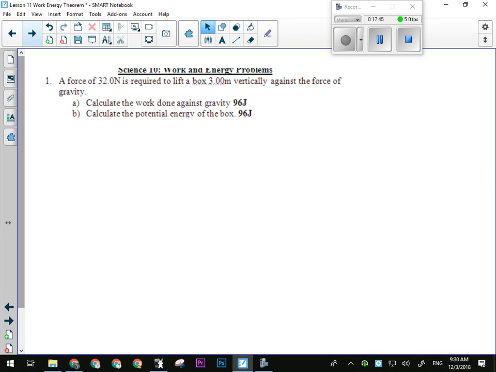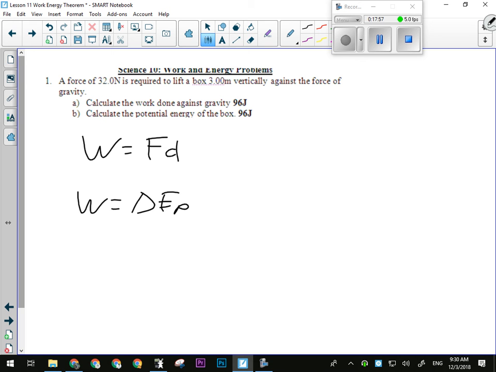Okay, so we can look at this two ways. We can say that work is force times distance and calculate it that way, or we can say that work is the change in potential energy. They'll arrive at the same answer because we're talking about the same thing, lifting this box up. So if I go force times distance, that's going to be 32 newtons times 3 meters. When I do that, I get 96 joules.